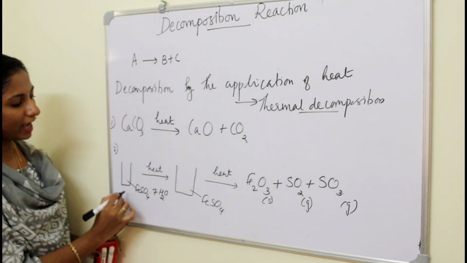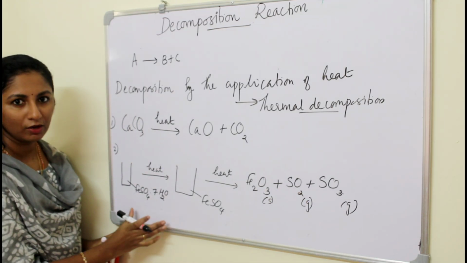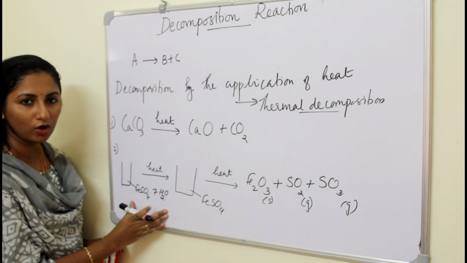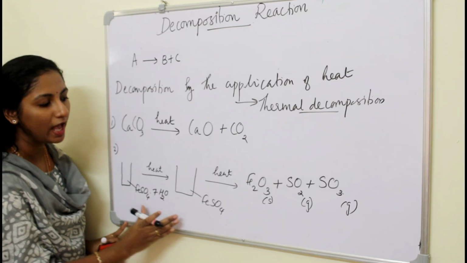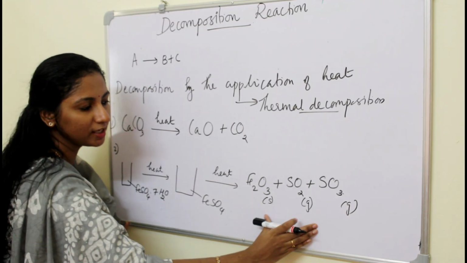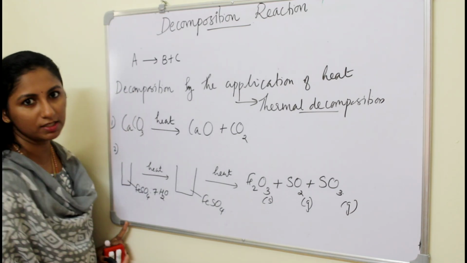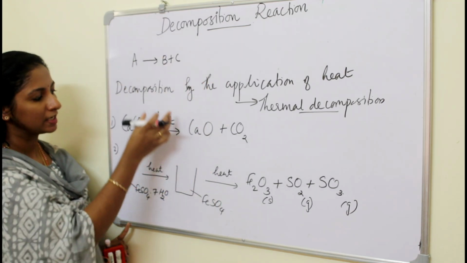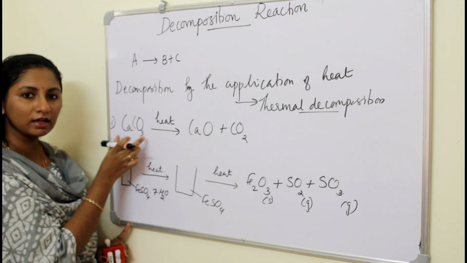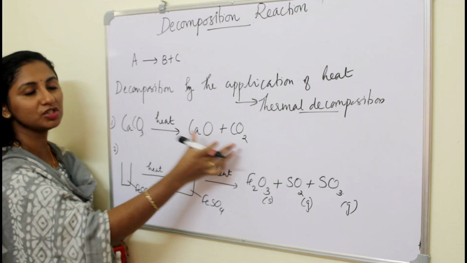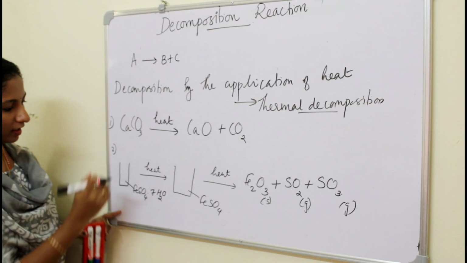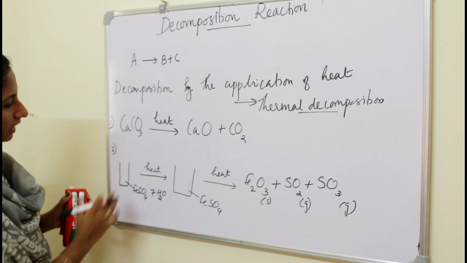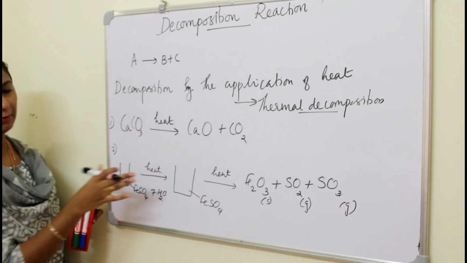That means the reactant is single, right? We are taking a single substance as reactant, and finally we are getting 3 products from this single reactant. So this is an example of decomposition reaction. Similarly, in the previous case we take a single substance as reactant and get 2 products. So we can say that these are examples of decomposition reaction.